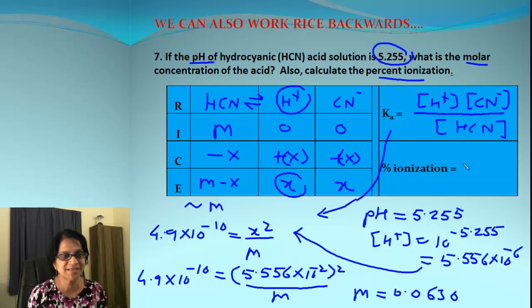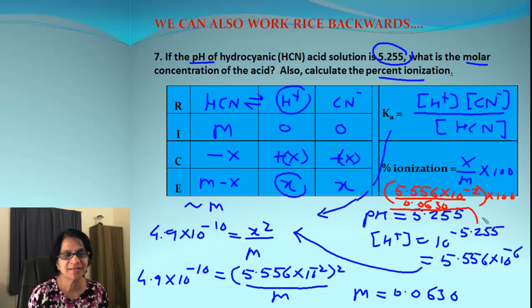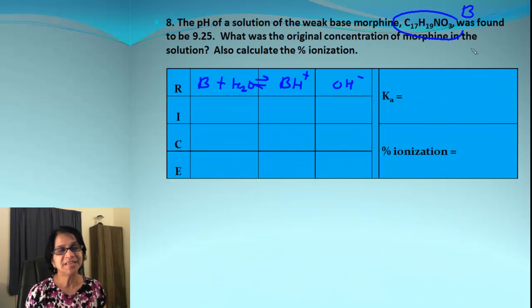How do you find the percent ionization? That's going to be X divided by M times 100. And when we plug the values of X and M both, this is what we get. And when we solve that, the final answer is 0.0088.